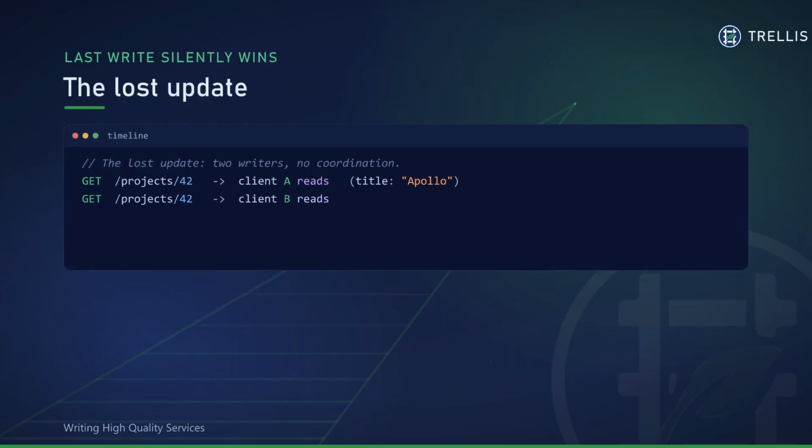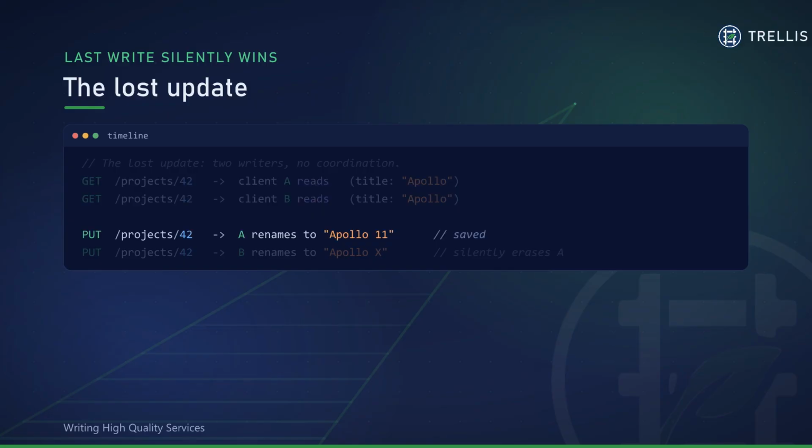Here's the problem, step by step. Client A reads project 42. Client B reads the very same project, same version. A renames it to Apollo 11 and saves. Then B, working from the stale copy it read a moment ago, renames it to Apollo X and saves right over A's change. A's update is just gone. No error, no warning. That's a lost update.